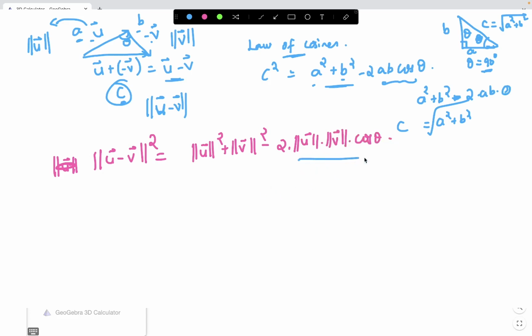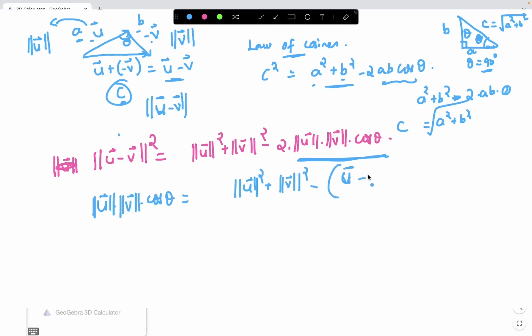And this is what we are supposed to find, isn't it? We have expressed the dot product of two vectors as the magnitude of u multiplied by the magnitude of v multiplied by cos theta. So let's keep this on the left hand side and bring the other expression to the right hand side. That will eventually become the magnitude of u multiplied by the magnitude of v multiplied by cos theta is equal to u square plus v square minus u minus v whole square, divided by 2, right?